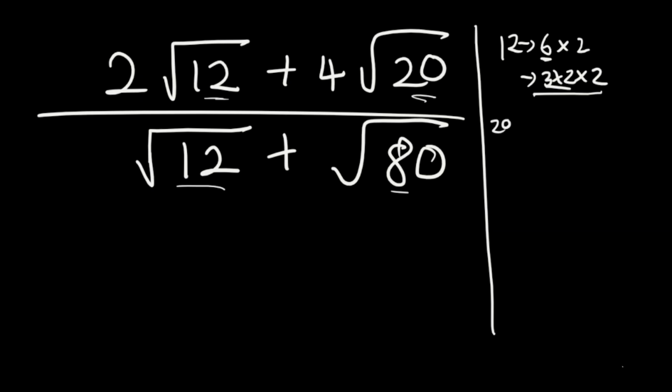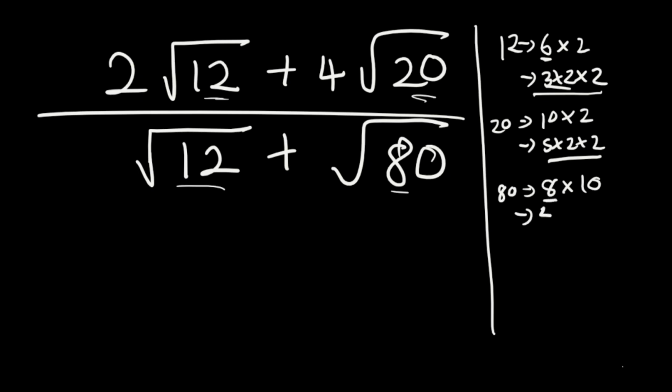And then for 20, it's 10 times 2, which can be 5 times 2 times 2. So we'll just put in this. And then for 80, it's 8 times 10. And 8 is 4 times 2. 10 is 5 times 2. So we're just going to put this.